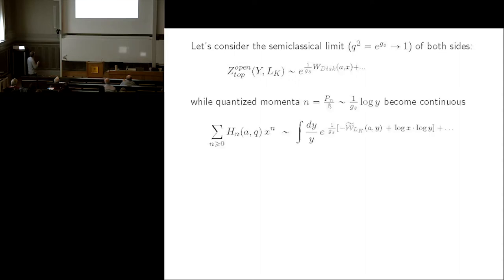But on the other side, in this expansion in plane waves, you have that the quantized momentum approaches a continuum limit as h-bar goes to zero. So we replace n with some continuous variable y. The sum turns into an integral. X to the n gives this log x log y term. And the HOMFLY-PT polynomials give you a function, W tilde, that will be a function of this continuous variable y.